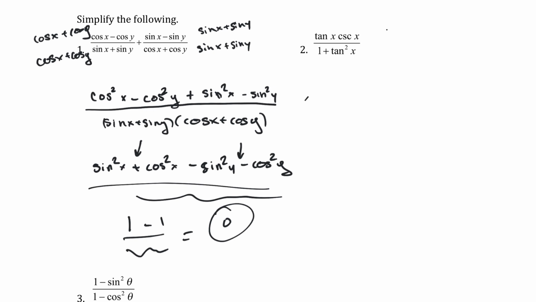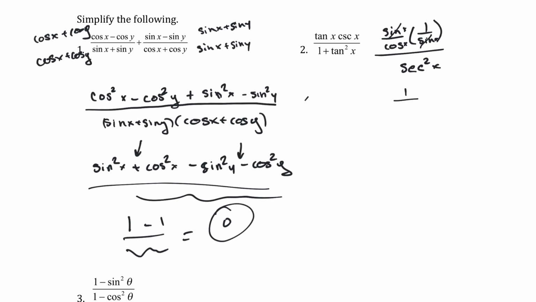And so I'm going to change that tangent to sine over cosine. I'm going to change the cosecant to 1 over sine on the top. On the bottom, 1 plus tangent squared. I'm not going to change it to sine and cosine, at least not right now, but I am going to change it to secant squared. Keep it one term. I like one term better than I do multiple terms. Right? At that point, I can see that the signs are going to cancel out.